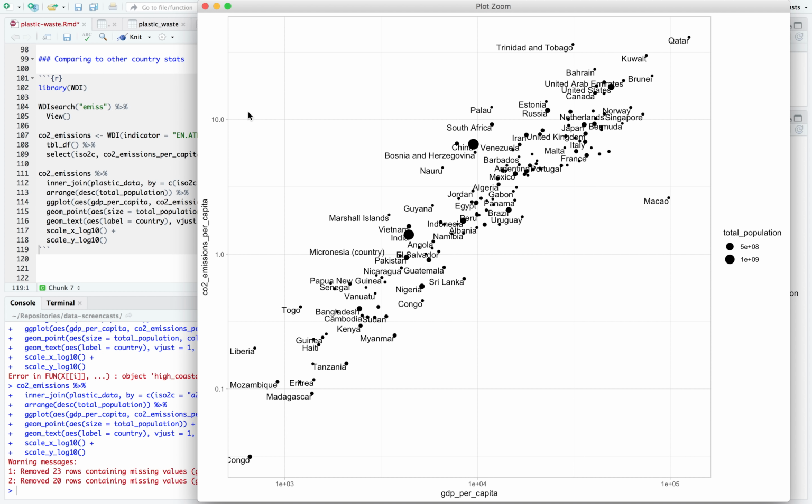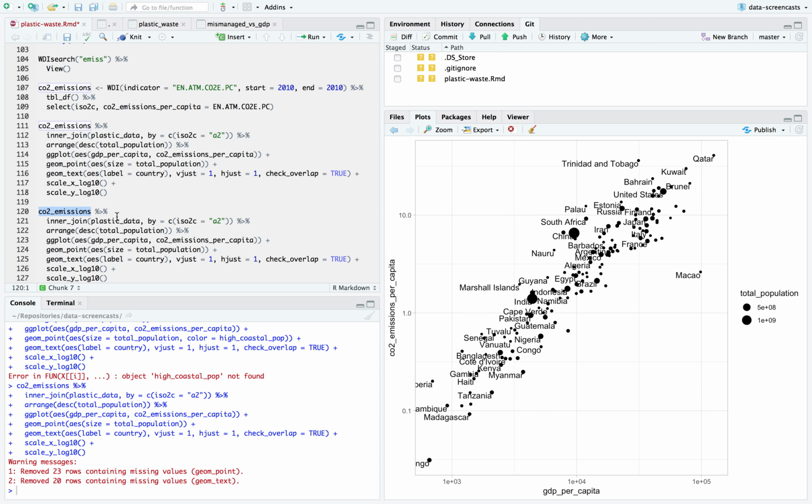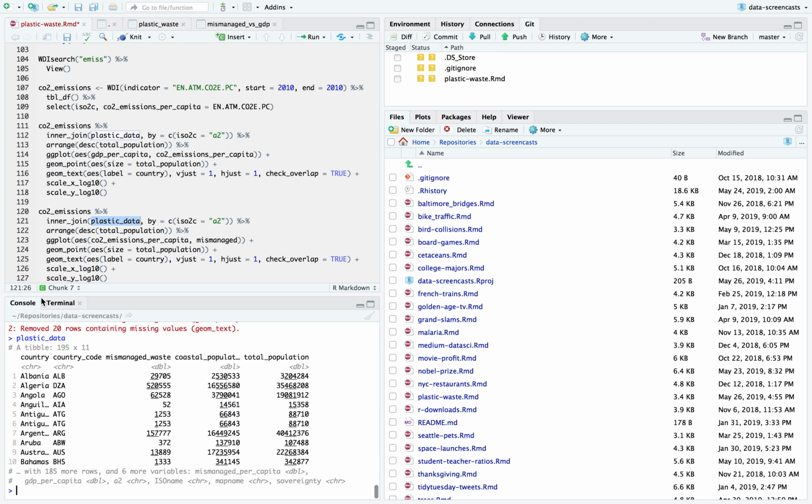So that's something we learned: CO2 pollution is correlated with income, but plastic waste is not. That's something we're now discovering. I can make a graph where I compare CO2 emissions to plastic waste. It's called, oops, mismanaged per capita.